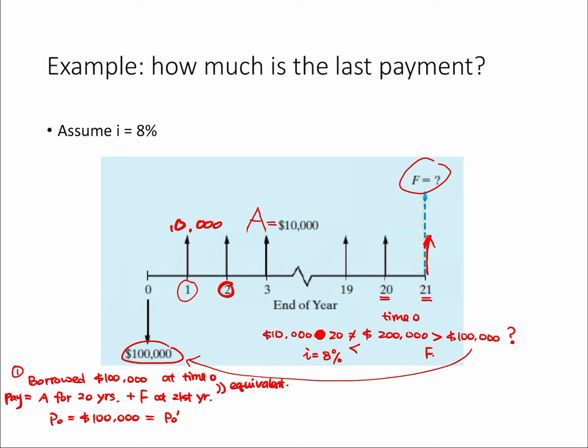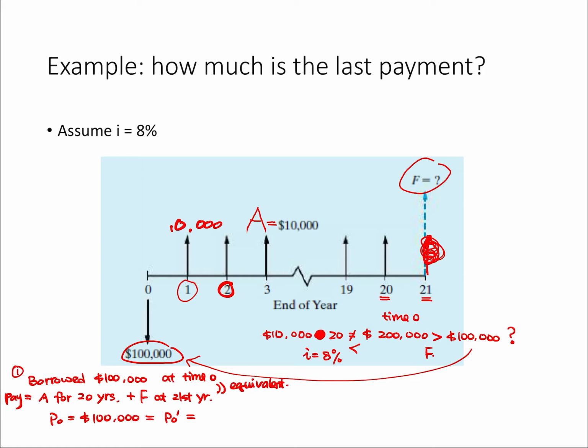That's what we say is equivalent, okay? Now let's say, how do we calculate the P0 prime? The P0 prime will be, first you convert all the annuities back to time 0. And look at that annuity, okay? This annuity is 20 payments, from 1, 2, 3 until 20.